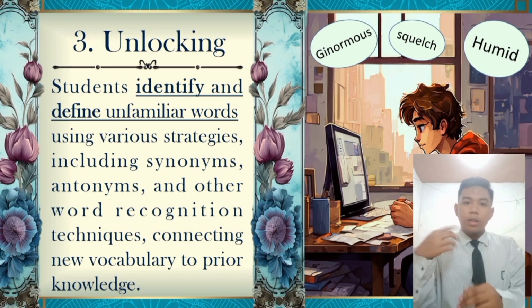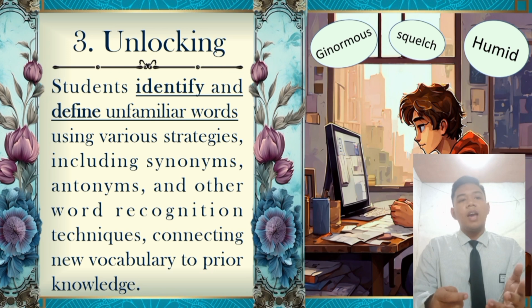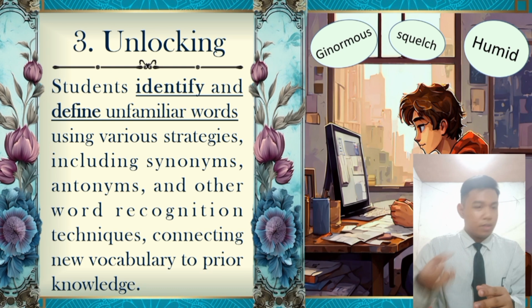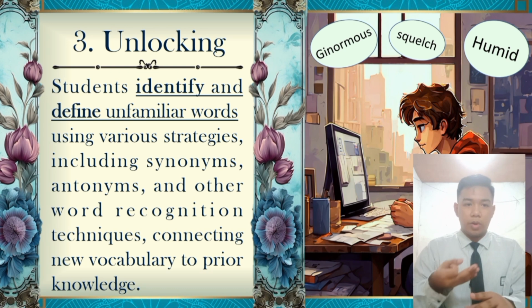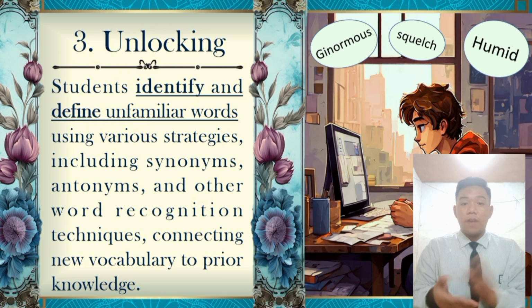Okay, so the third technique is unlocking. So here it says, students identify and define unfamiliar words using strategies including synonyms, antonyms, and other word recognition techniques, connecting new vocabulary to prior knowledge. Now, very self-explanatory. So with this technique, the students identify and define unfamiliar words using synonyms, antonyms, and context clues.